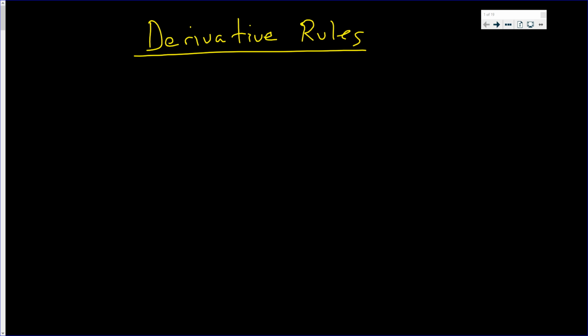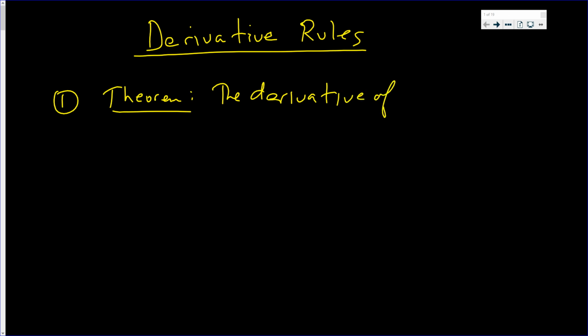In this video, we're going to go over some derivative rules. Some of them we'll prove. The first rule, we'll call it a theorem or a fact: the derivative of a constant is zero.